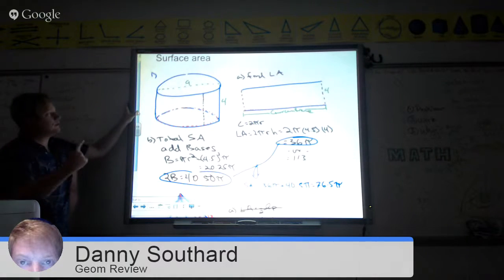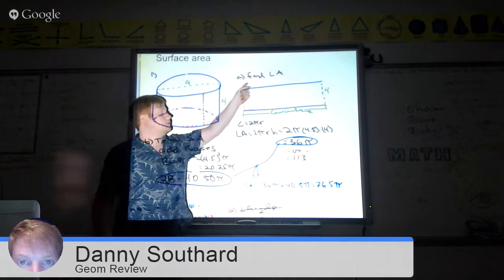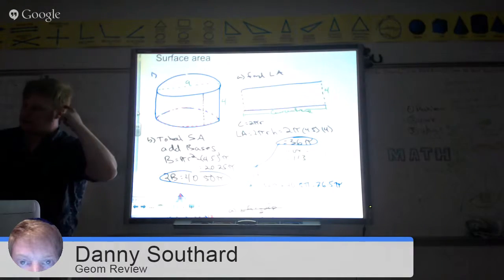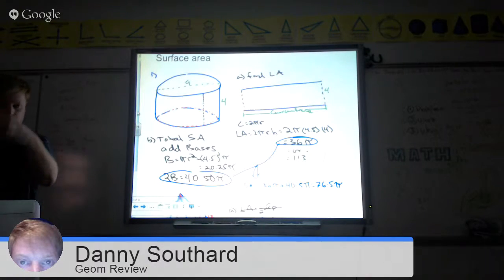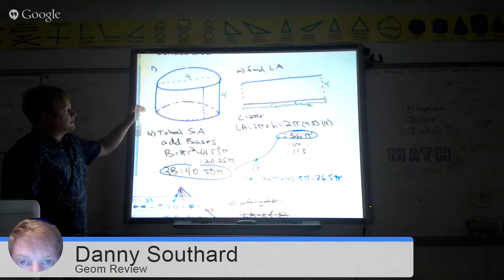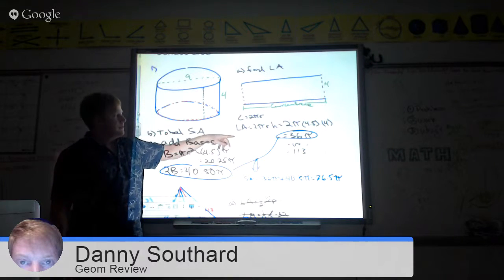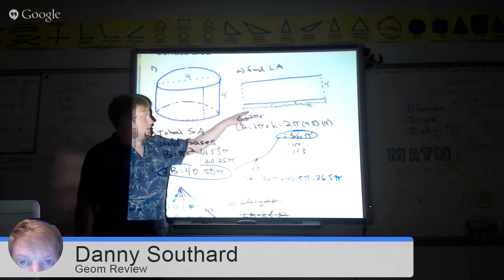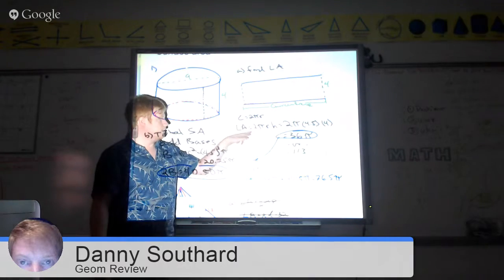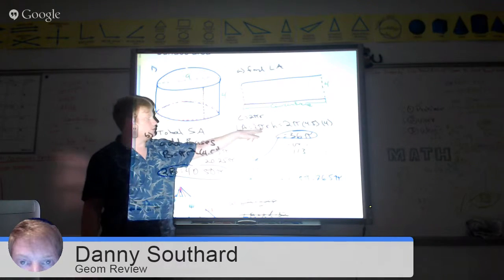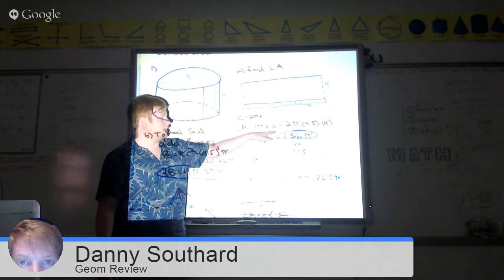So to find the surface area, the first thing I'm going to do is find the lateral surface area. The lateral surface area is the area around, not including the top and bottom. So it's just the part that wraps around, not the bases. To get the circumference, it's 2 pi r. So my lateral surface area is 2 pi r times the height.